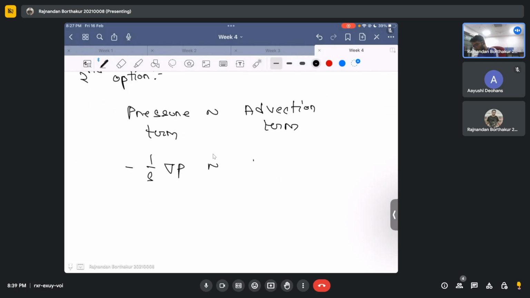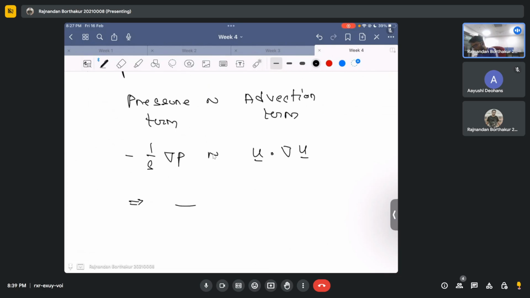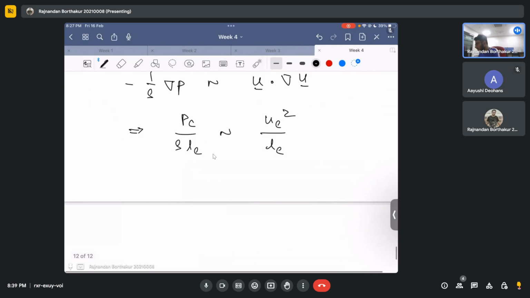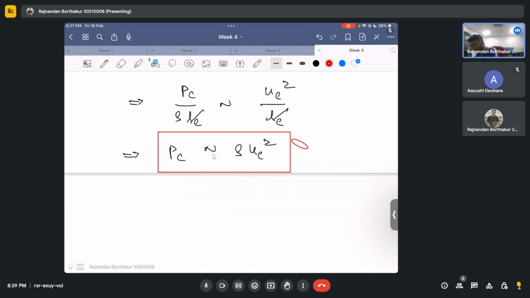Okay, this is just the term U dot grad U. And if I write the scales here, it would be PC by rho times LC. This would scale as we have said, UC squared by LC, which means, let's see what we get. So this LC and this LC will cancel out. So this PC would be rho times UC squared, if I am not wrong. I hope my algebra is clear. So this PC would now be rho times UC squared. Okay. So just as the earlier scale is known as the viscous scale, this scale is known as the advection scale for pressure.